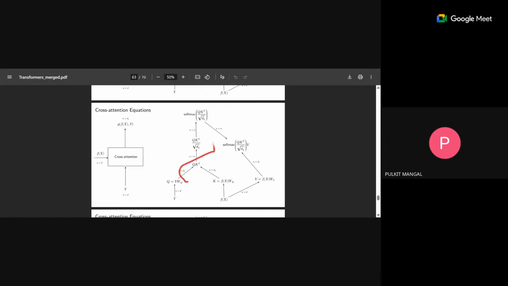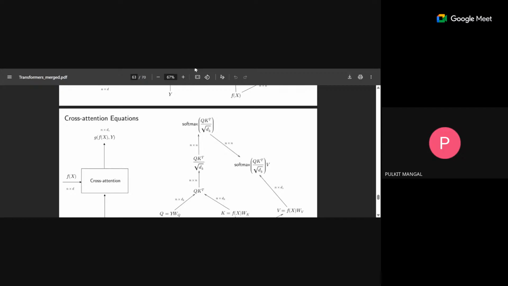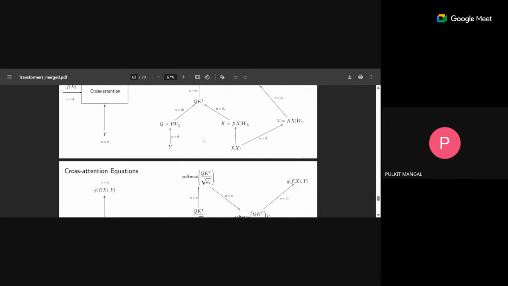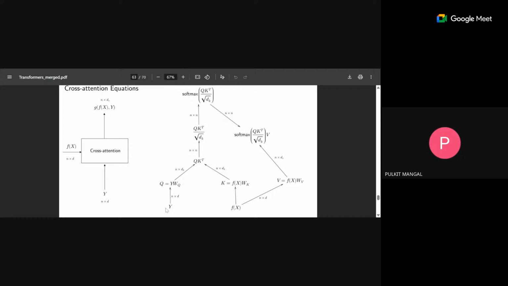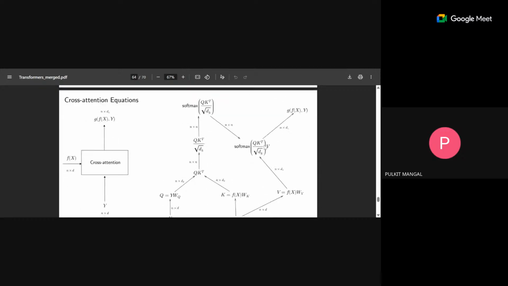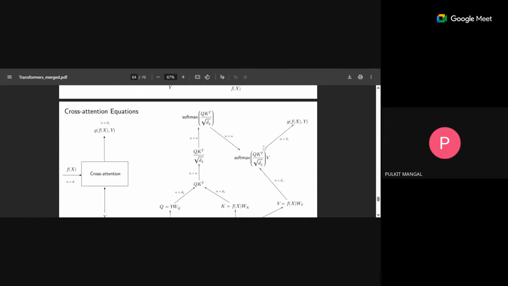The dimension calculation for each of these matrices will remain the same as before: the same n cross dk, n cross n here, and here n cross dv. The final output will be n cross dv. So the only change here is the query will come from the decoder, key and value will come from the encoder. Clear? So yeah, that's all.